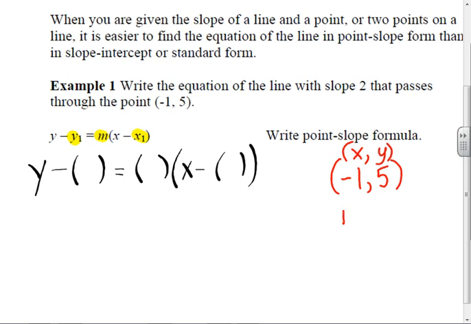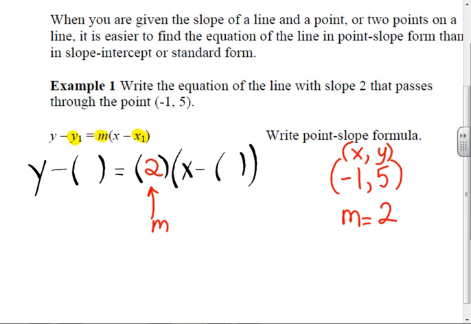And what's my slope? Read the problem. Write the equation of the line with slope 2 that passes through the point -1, 5. So we have 3 numbers to place. What's the slope? Corey, what's the slope? You just have to read it. Slope is 2. Okay, and all we do is substitute these numbers in. So I like to put the slope in first because that one's easy. This is the slope right here. This is m. So that's 2.